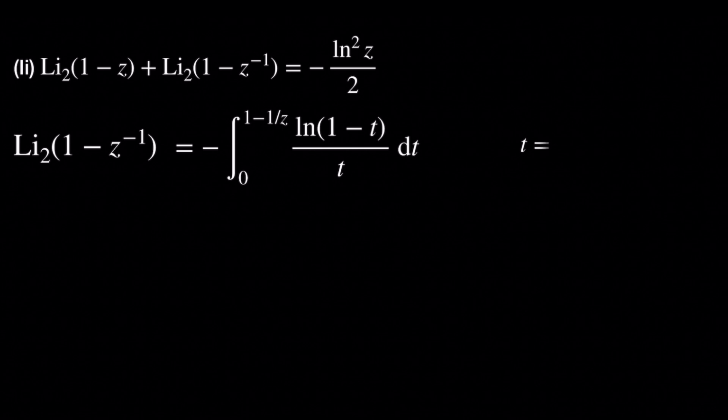And what we want to do here is perform the following change of variable. We're going to put t equals 1 minus 1 over 1 minus u. And of course, u is going to be given by a similar formula. So u will be equal to 1 minus 1 over 1 minus t. Now the new limits, you can check that, are going to become 0 and 1 minus z.